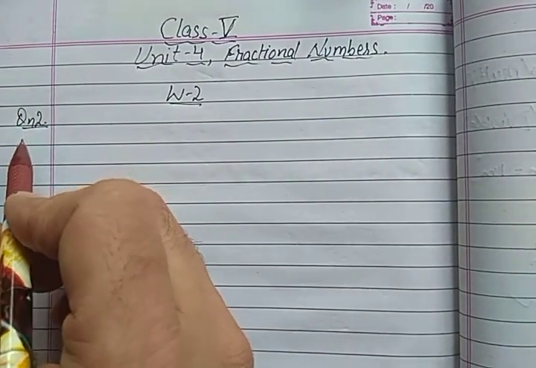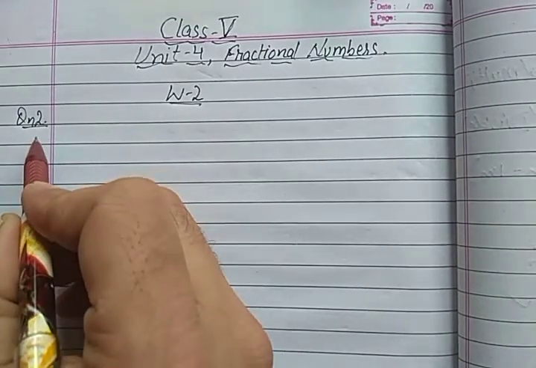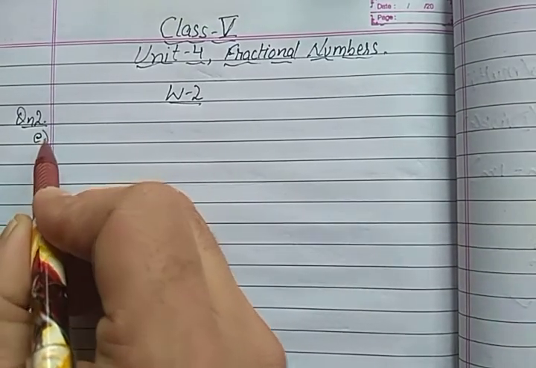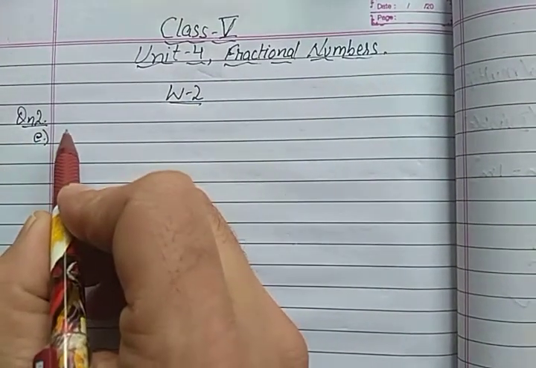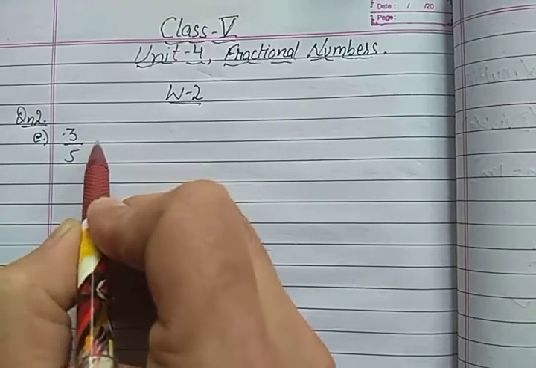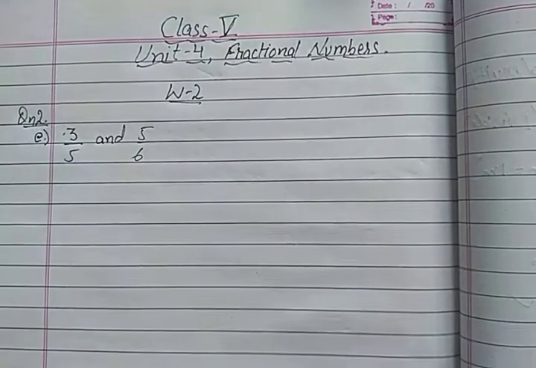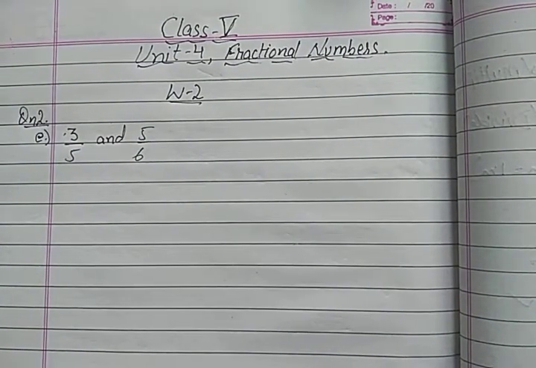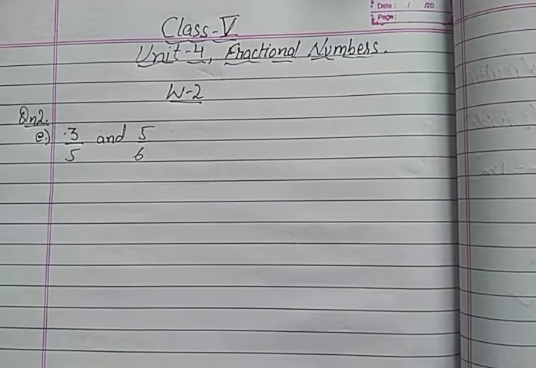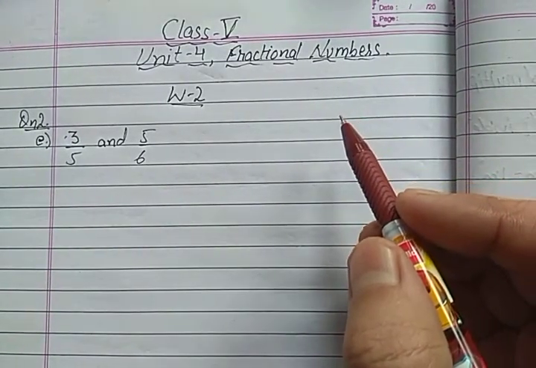So we are on D part. We will do E and F parts for revising it. That is 3 upon 5 and 5 upon 6. So here what we have to do, we have to take the LCM. LCM of what do we have to take? Of the denominators. Because we have to compare the fractions by taking the LCM. That is the second method.